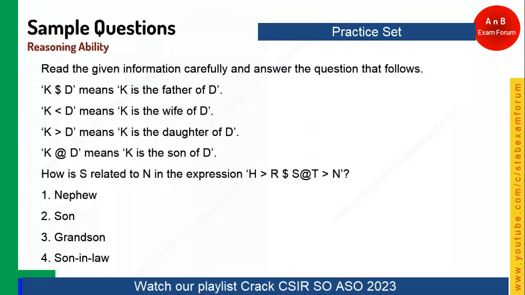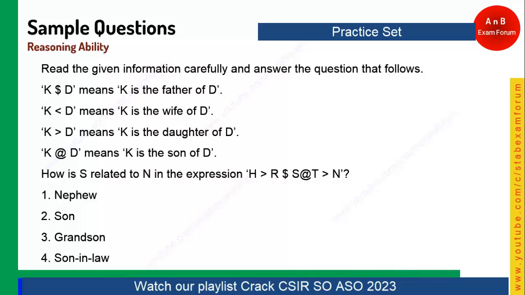This is from the blood relation, a very good one and very simple one. So we have only one question left after this question. There are certain alphabets and their relationship is given: dollar means father, less than means wife, greater than means daughter, and at the rate means son. You need to find the relationship between S and N. Student, in this type of question you need to make a family tree. I have already made a video on blood relationship, you can check that video. So let's draw the family tree.